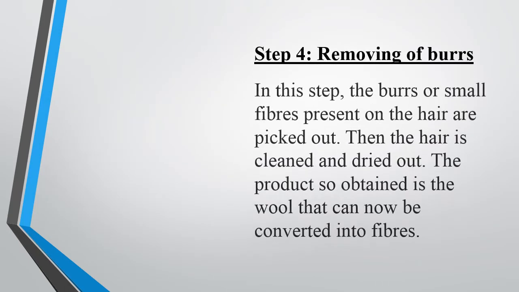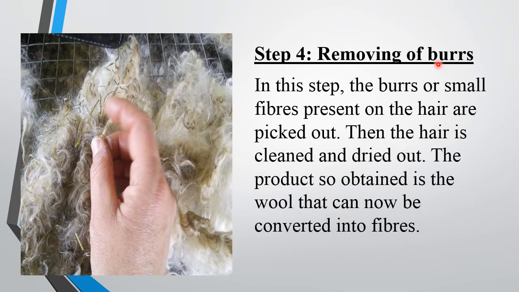Step 4 is removing of burrs. The meaning of burr is a small fluffy coat; those fibers are called burrs. The small fluffy fibers are then picked out from the hair. These fluffy fibers we can see are called burrs. These burrs are also seen in sweaters. The fibers are again scoured and dried.